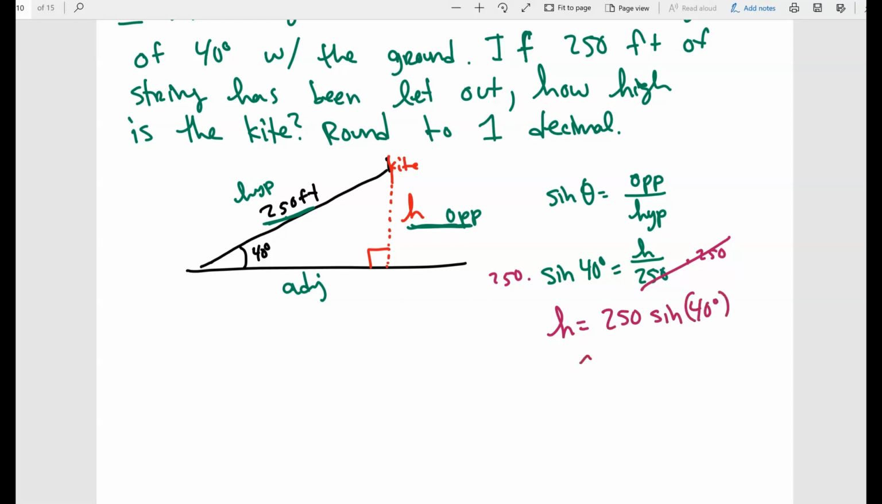Then when you put this into your calculator, which I will do in the next video, this is going to be 160.7 feet. So the kite is 160.7 feet up. In the next video, I'm going to show you how to put this into your calculator and also change your mode from radians to degrees.